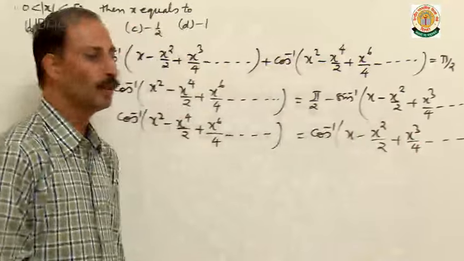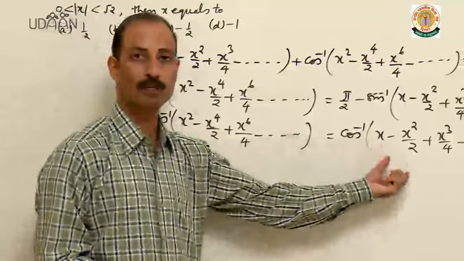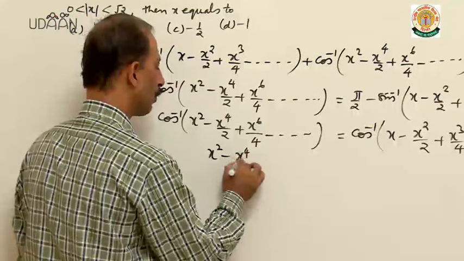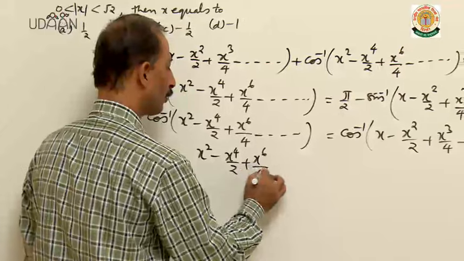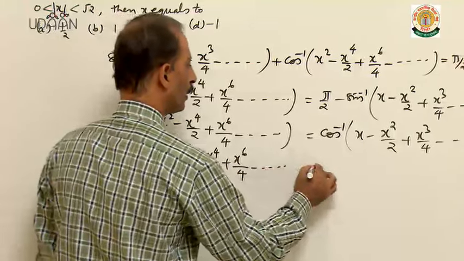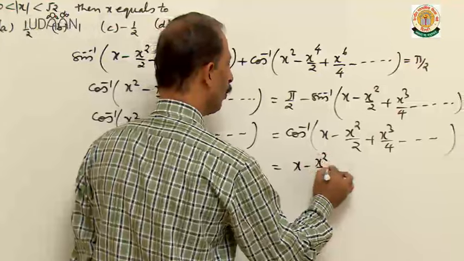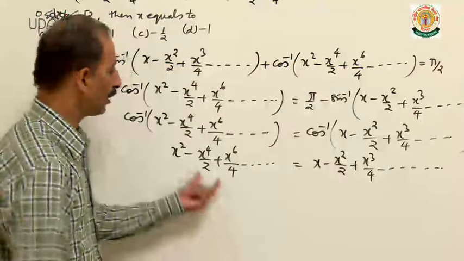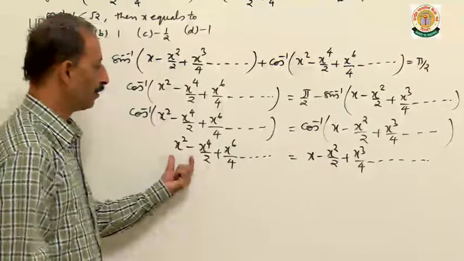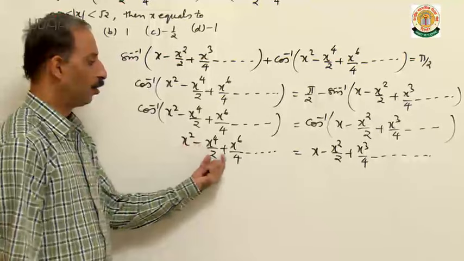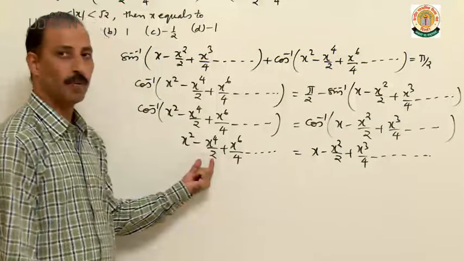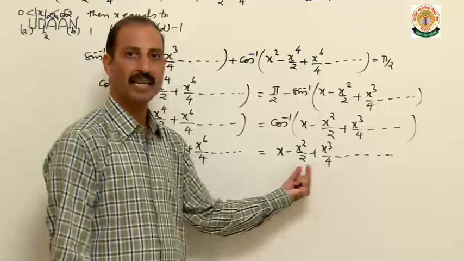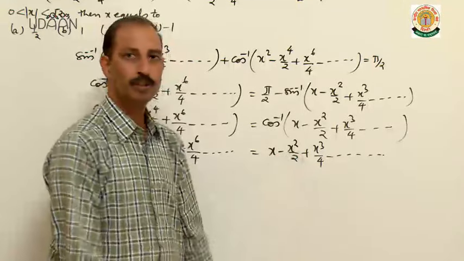This value you will get. So cos inverse of this series, and this also cos inverse. We are comparing their values, okay? Both are the same. So we can say x square minus x power 4 upon 2 plus x power 6 upon 4, this series, and this series, both are infinite series. And you can identify which type of series these are. In the first series, you can see the common ratio is minus x square upon 2, so this is a geometric progression, and on this side you can see minus x upon 2 is the common ratio, that is also a geometric progression.